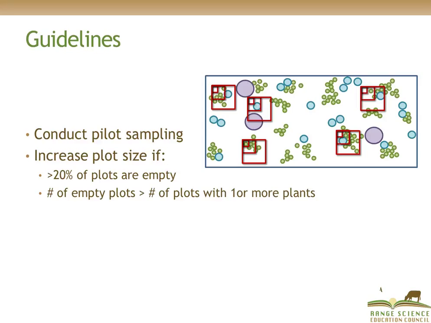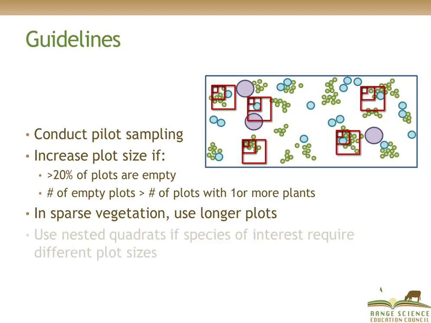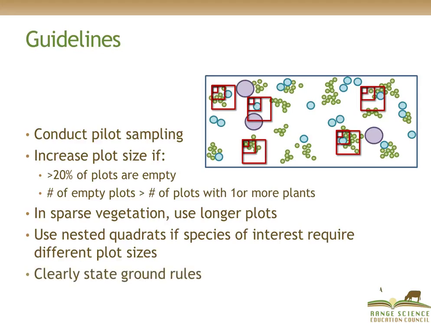There are some guidelines that in general we want to have multiple plants in each plot or in the majority of plots, but that is very dependent on the type of vegetation that we are measuring, the kinds of plants, and their distribution. So it's important to always consider your site-specific characteristics as well as management objectives when determining the appropriate plot size and plot number. In sparse vegetation, we tend to use longer plots that have been elongated because they will cut across the variation or the variability in the vegetation. And we use nested quadrats if species of interest require different plot sizes. It's always important to clearly state our ground rules before initiating sampling efforts.